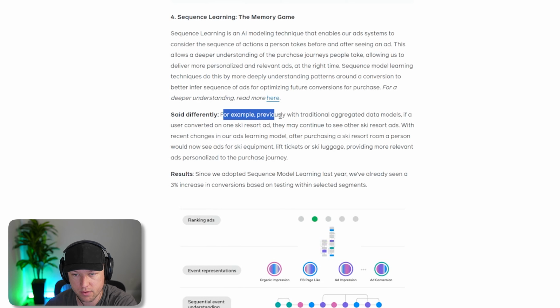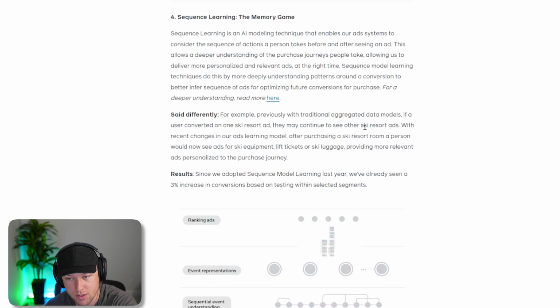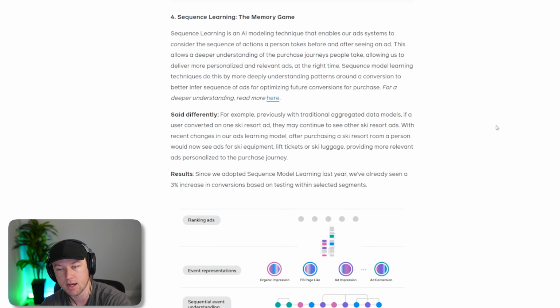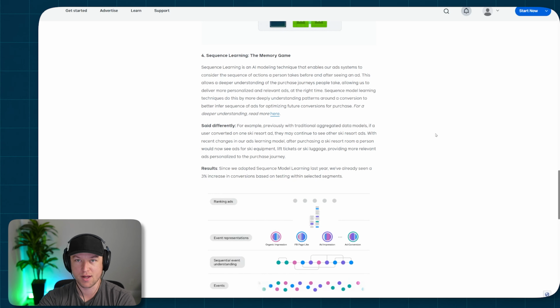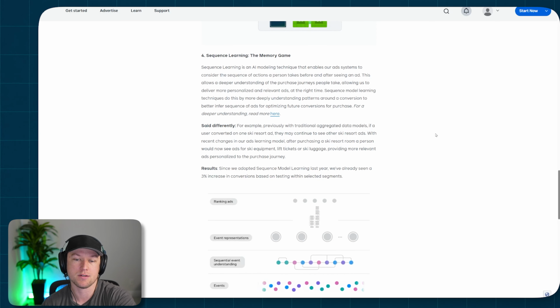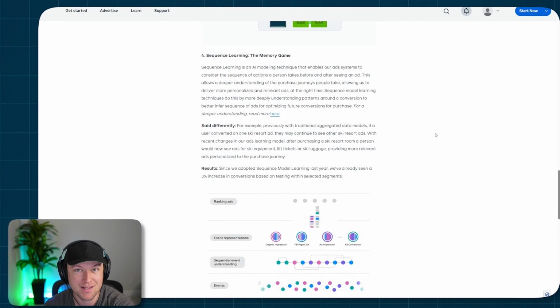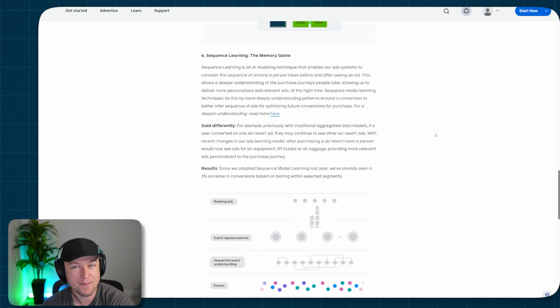It says, for example, previously with traditional aggregated data models, if a user converted on one ski resort ad, they may continue to see other ski resort ads. With recent changes in our ads learning model, after purchasing the ski resort room, a person would now see ads for ski equipment, lift tickets, and ski luggage, providing more relevant ad personalization. So essentially, it knows where you're at in the journey, and it tries to push ads to you as you move along your journey of life, per se, right? We're on these platforms all the time, so they have a very good idea as to where we're at, which is a little scary. But if we're advertisers, we're obviously very happy about this.